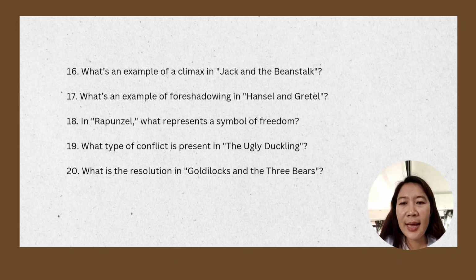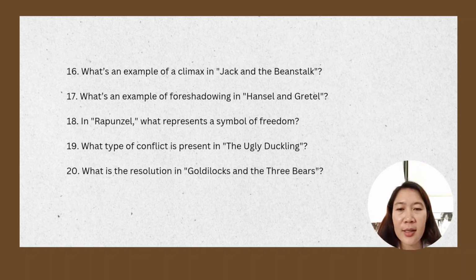Okay, here we go, class. We are already at number 16. What is an example of a climax in Jack and the Beanstalk? Of course, you're familiar with this story, right? Yes. The example of the climax in Jack and the Beanstalk is Jack escaping down the beanstalk with the giant chasing him. Do you still remember that? The giant chasing him from up in the sky.